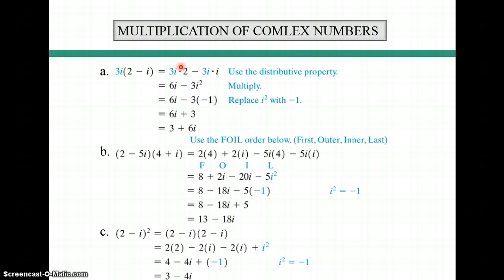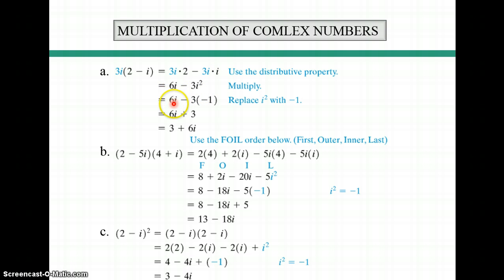Multiplication of complex numbers. Let us multiply the complex number 3i times 2 minus i using the distributive property. 3i times 2 minus 3i times i. 3 times 2 is 6i. 3i times i, 3i squared.